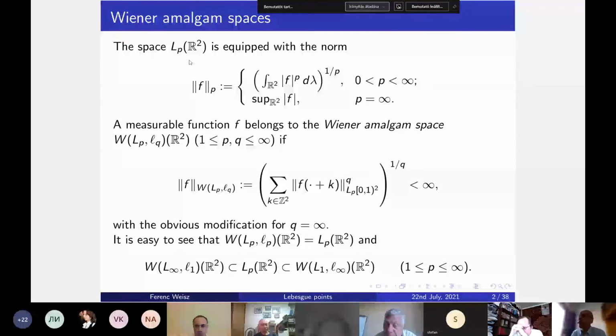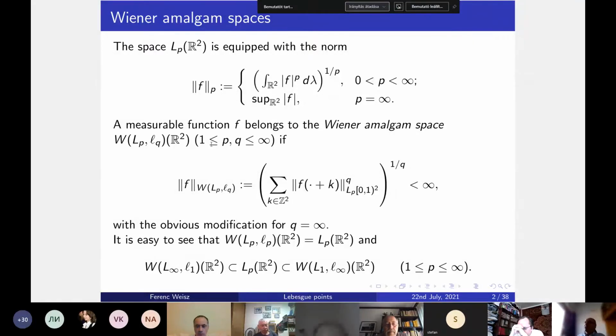I define the L^p spaces in the usual way with the integral of the p-th power of the absolute value of f, if p is finite. The infinity norm is basically the supremum norm. All results hold also for higher dimensional functions. For simplicity, I will present the results in the two-dimensional case.